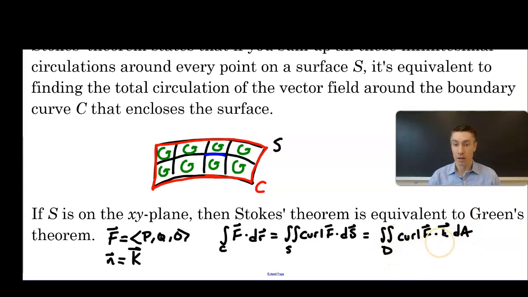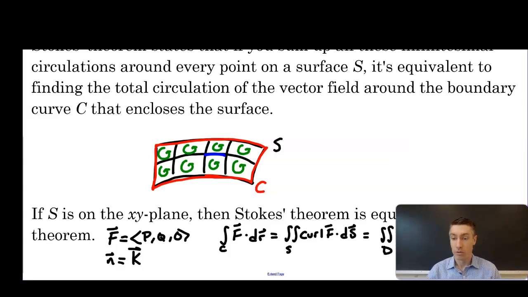And if we did this computation out, really what you'd see is that the dot product is nothing more than the partial of Q with respect to x minus the partial of P with respect to y, which is the statement of Green's theorem. Okay, so it's a nice connection to make that Stokes' and Green's theorem have this relation to one another. So now that we've stated the theorem, we've got all that set up, let's get to our problem solving.